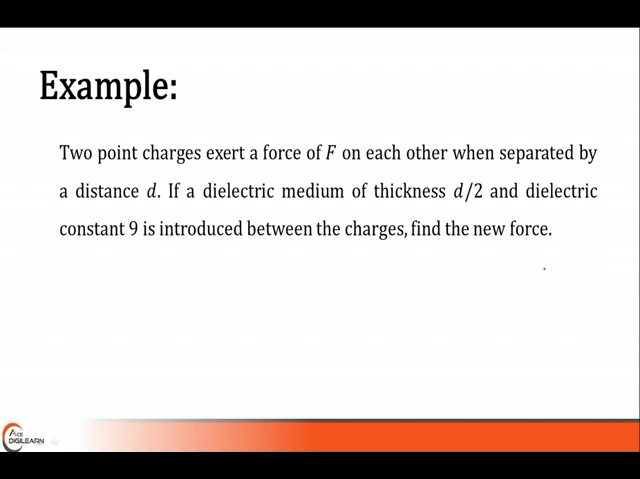Let's solve an example based on this idea. 2 point charges exert a force F on each other when separated by a distance d. If a dielectric medium of thickness d by 2 and dielectric constant 9 is introduced between the charges, find the new force between the charges.